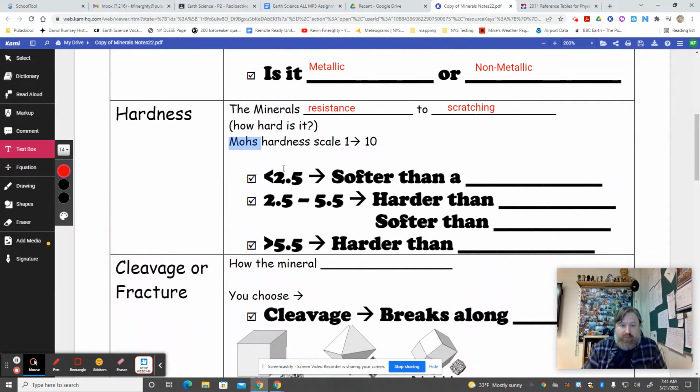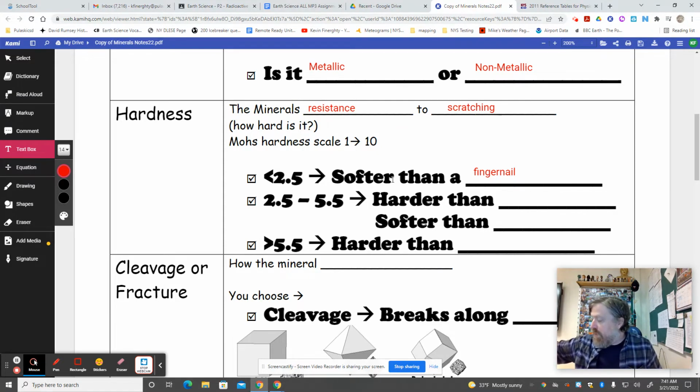Here, we're going to keep it easier. You can have one of three choices: less than 2.5, from 2.5 to 5.5, or greater than 5.5. That's it. So if it is softer than 2.5, it is softer than a fingernail. So take your fingernail. Make sure somebody in your group has real fingernails, not artificial ones, and try to scratch it. If you can scratch it, that's great. Don't continue scratching it until the mineral is destroyed. One quick scratch, and you can say, okay, that one is softer than my fingernail. That one is less than 2.5.